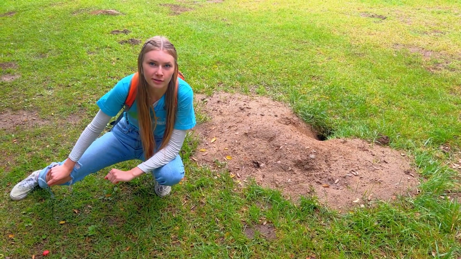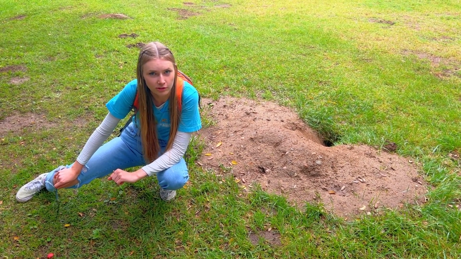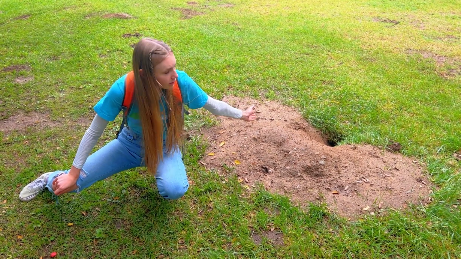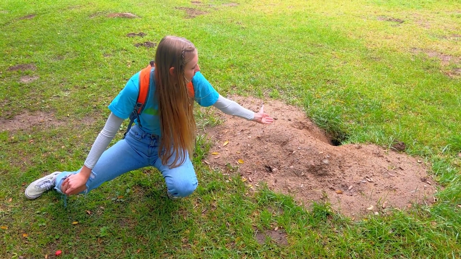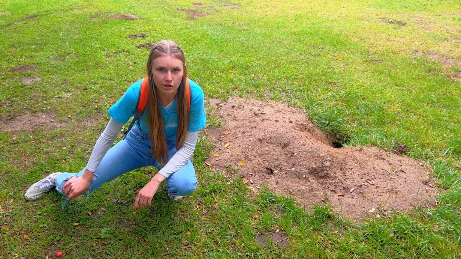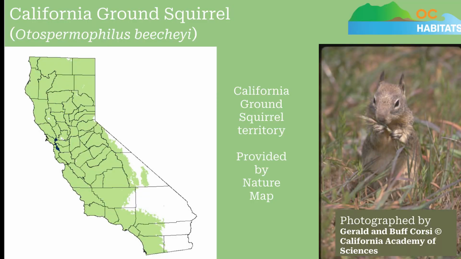Now to highlight one of the smaller creatures that calls the grasslands home, the California ground squirrel. The California ground squirrel, as the name implies, lives underground in burrows just like this one. They often house multiple generations of ground squirrels in the same burrow. The California ground squirrel's diet is mostly seeds and insects. While foraging for food, they will stuff their cheek pouches in order to collect more food.